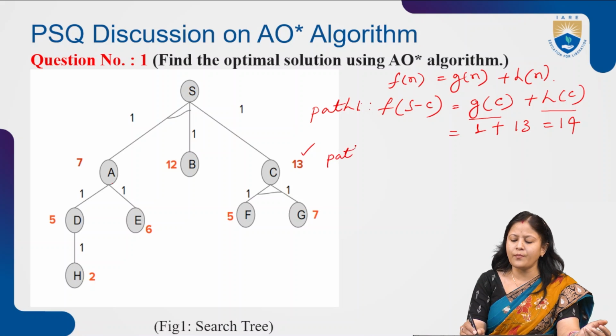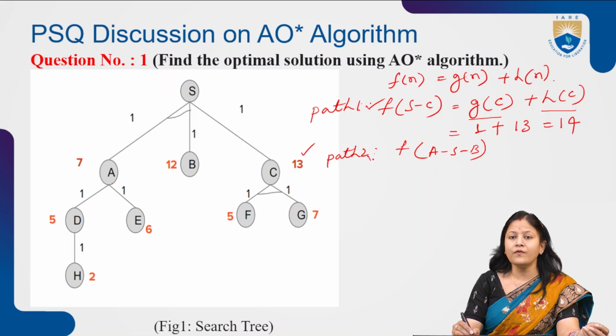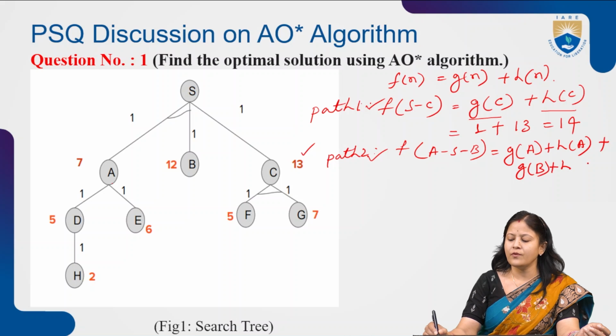Another path we will calculate, path 2. What is path 2 here? F of ASB. Either we follow this path or we follow this path; we'll decide first. How to write it, because here there are two children, A and B of S. In that case, we can write G of A plus H of A plus G of B plus H of B. G of A is equal to 1, from S to A the distance is 1. H of A is given as 7, plus G of B is given as 1, H of B is given as 12.